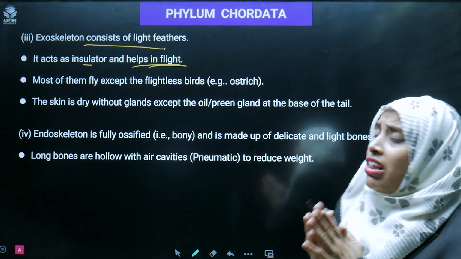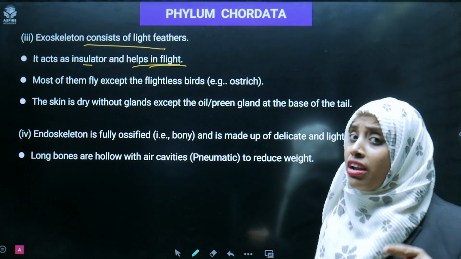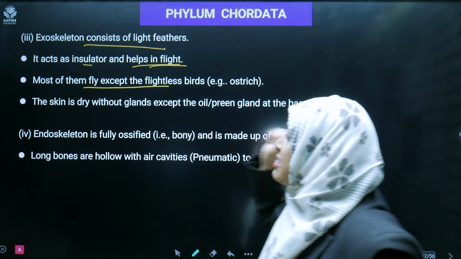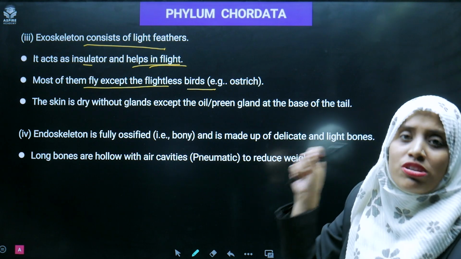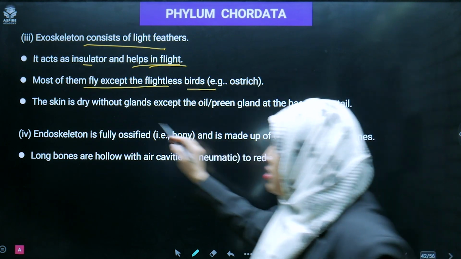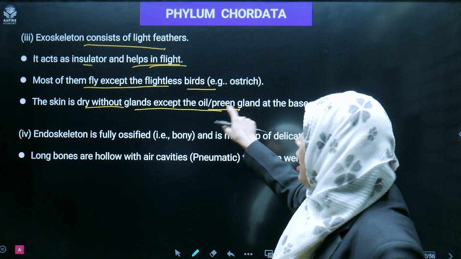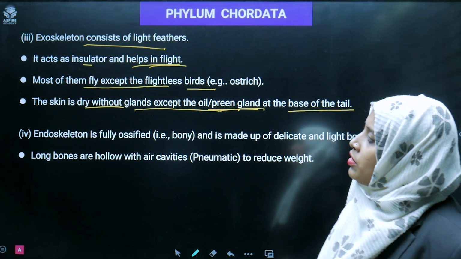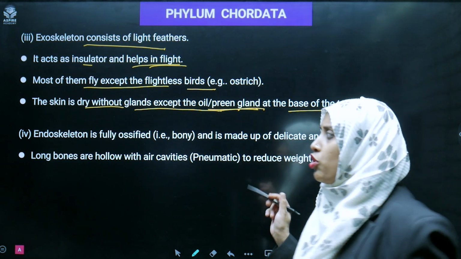As we know very well, the feathers of the birds trap the air within them, and air is a very good insulator. Most birds fly except the flightless birds. We are very much familiar with the ostrich and emu, so they are flightless birds. The skin is dry without any gland except the oil gland, or preen gland, at the base of the tail. Apart from this oil gland, there are no other glands present on their body.